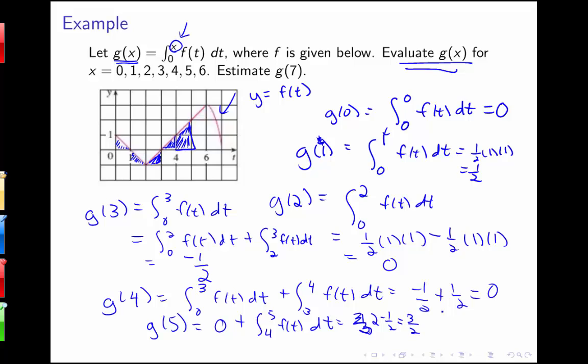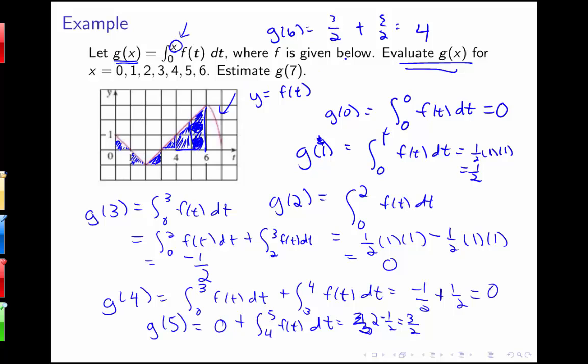Okay. If we look at finding g of 6, I'm running out of room, so I'll go up here. G of 6 is going to be this whole big blue triangle above, plus this one that's above, minus these two that are below. So I'm going to have what I had for g of 5, plus the integral from 5 to 6. That will be this blue square here with area 1, plus this one, plus this. So that's plus 2.5, or 5 halves. So we get 8 halves, or 4. So g of 6 is 4.